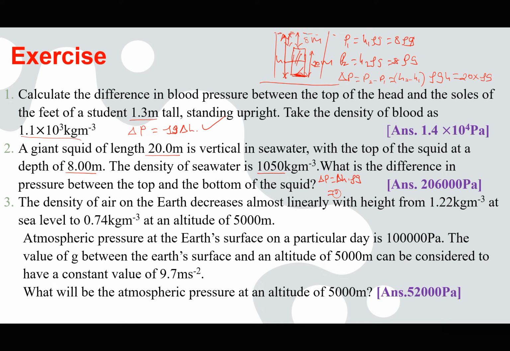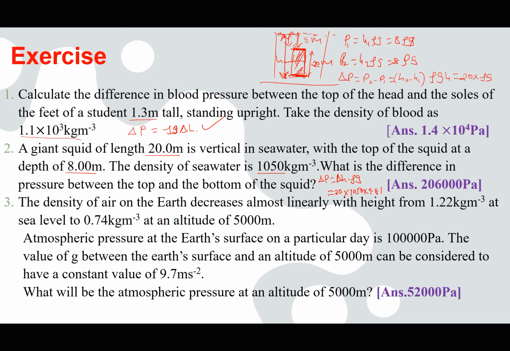times G, which will be 20 times the density, which is 1050, times 9.81. I know people will use 8, others will use 8 plus 20, but we just want the pressure between the top of this object and the pressure at the bottom. So you can find the pressure on the top using the depth of the top from the level surface of the liquid, and you can find the pressure at the bottom using the height of the liquid column up at the bottom of the object. Then you subtract, which is the same as just multiplying the length of the squid times density times G. And I think that is correct.